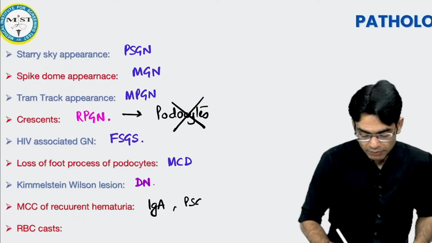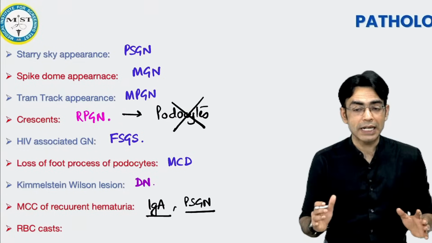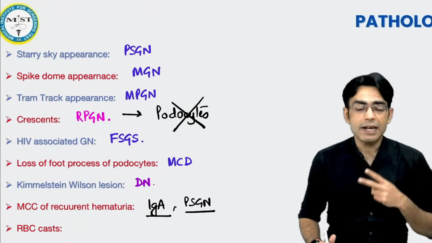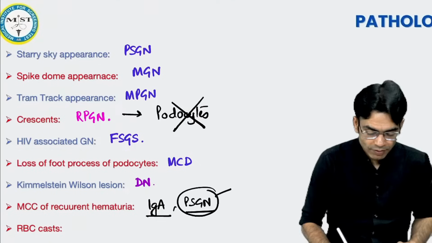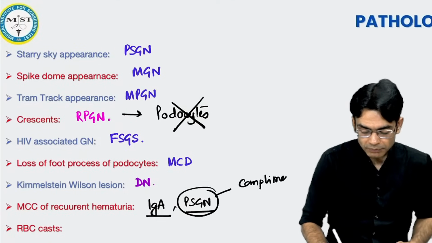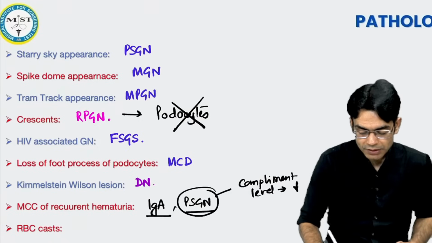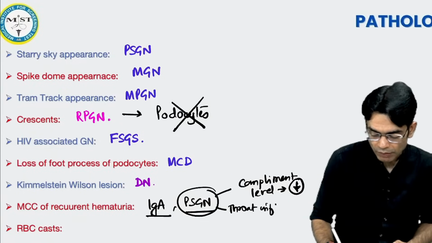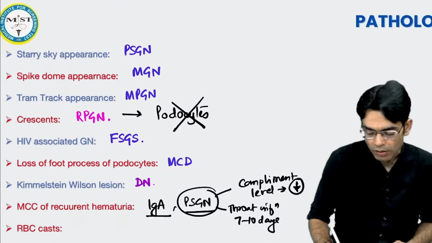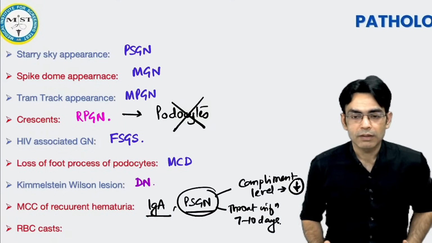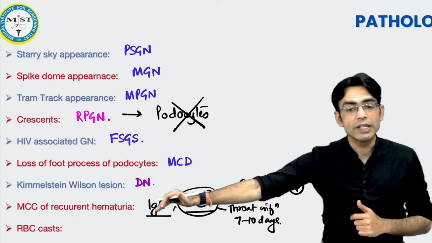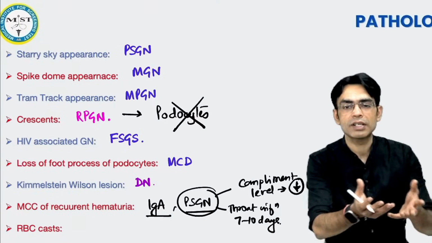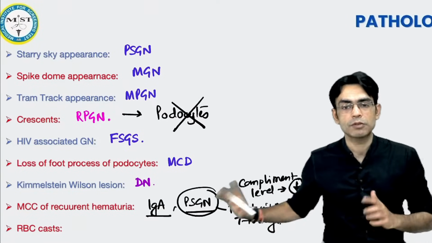Then comes PSGN. But as we had discussed multiple times, you have to see two things: the complement levels and the history of throat infection. If the complement level is decreasing, PSGN में होगा वो. And throat infection का जो history होगा ना बेटा, if it is 7 to 10 days old then it is PSGN. But अगर ऐसा कुछ नहीं mentioned है then you go with IgA, और it is mentioned that the complement levels are normal and throat infection is like 2 days old, 3 days old, तो acute case है then it is IgA, otherwise it is PSGN.